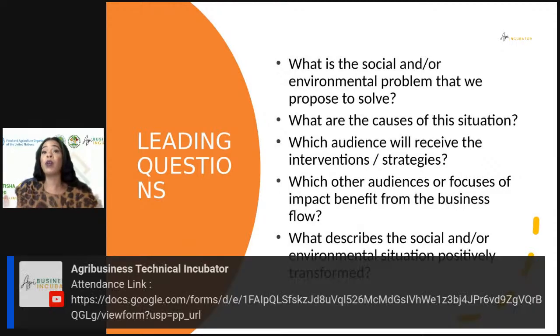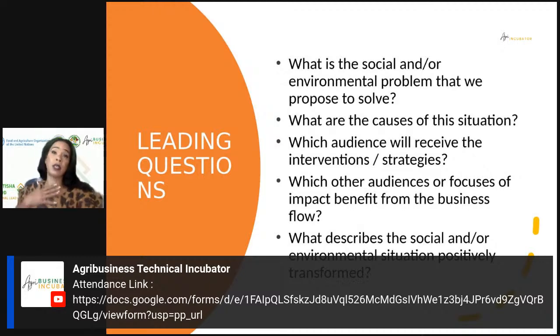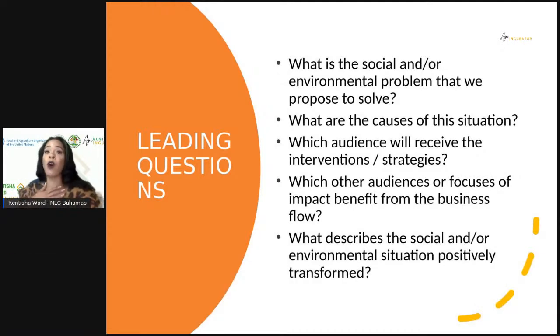So, for example, we have certain communities. I know I grew up in Andros. I grew up in North Andros. So, therefore, I know about the onion epidemic, right? Everybody grows onions. But how can onions reach and benefit other audiences? How can we have persons processing the onions and not only just growing the onions? So, how can this impact reach other persons, not just the customer, but also the persons around us in the community?